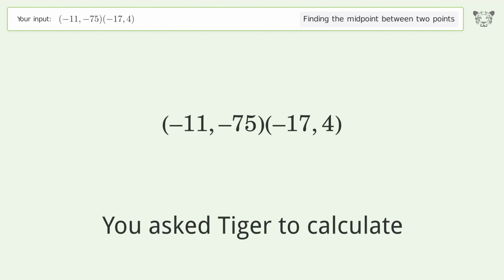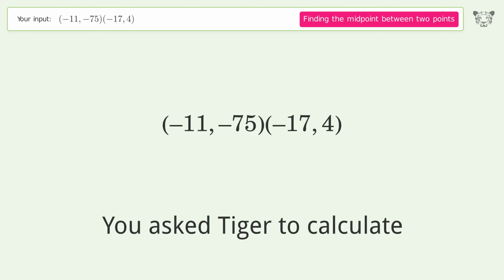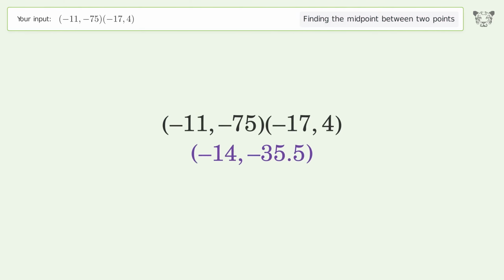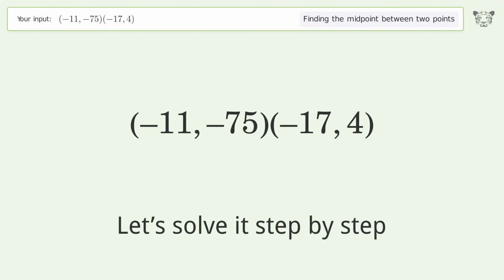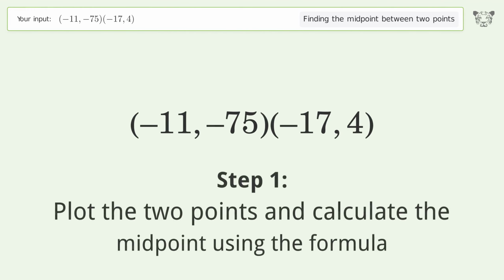You ask Tiger to calculate. This deals with finding the midpoint between 2 points. The midpoint between the 2 points is -14, -35.5. Let's solve it step by step. Plot the 2 points and calculate the midpoint using the formula.